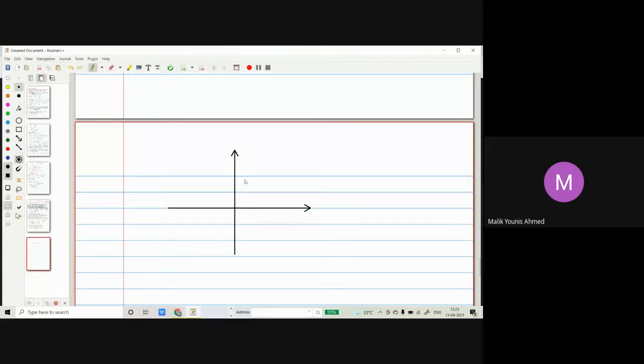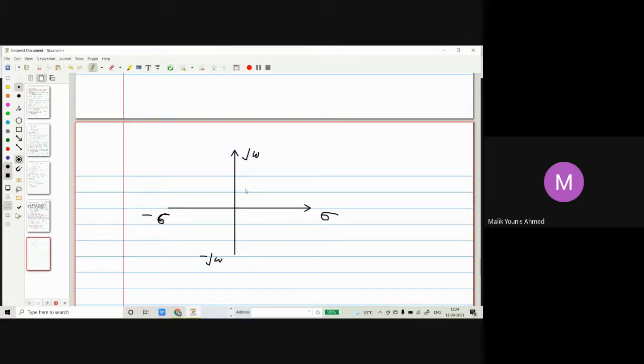Now this axis is called sigma, the real axis, and this is the imaginary axis. This is minus sigma, and this is minus imaginary. This is how we draw the S plane: sigma is the real axis, with a negative real axis, a positive imaginary axis, and a negative imaginary axis.